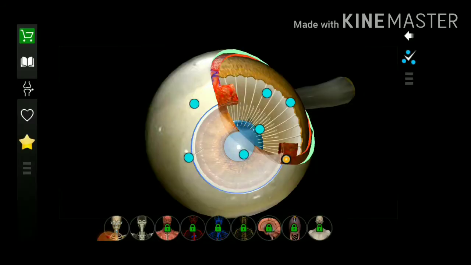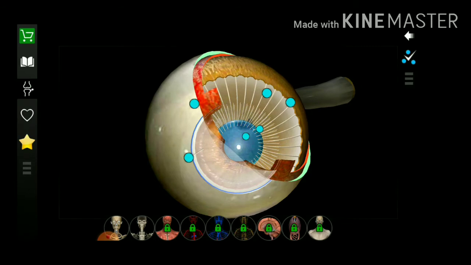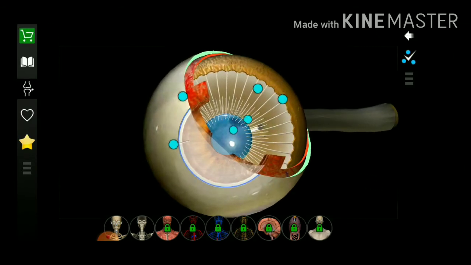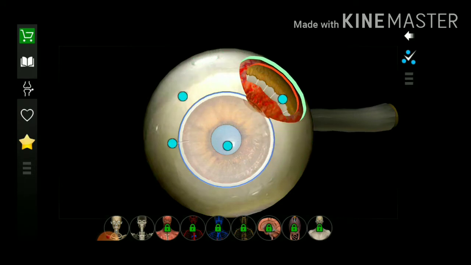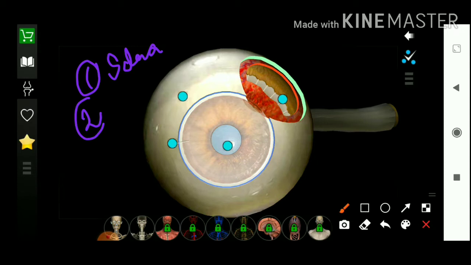In this video, we are talking about the eyeball. Basically, we are talking about the layers of the eyeball. We know that the eyeball has three layers: the sclera, the uveal tract, and the retina. We have the sclera, which is the outermost region, followed by the uveal tract.